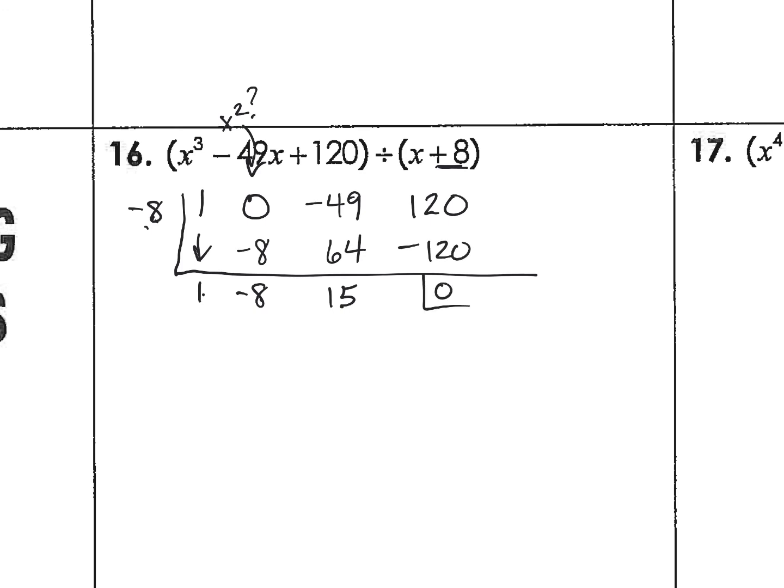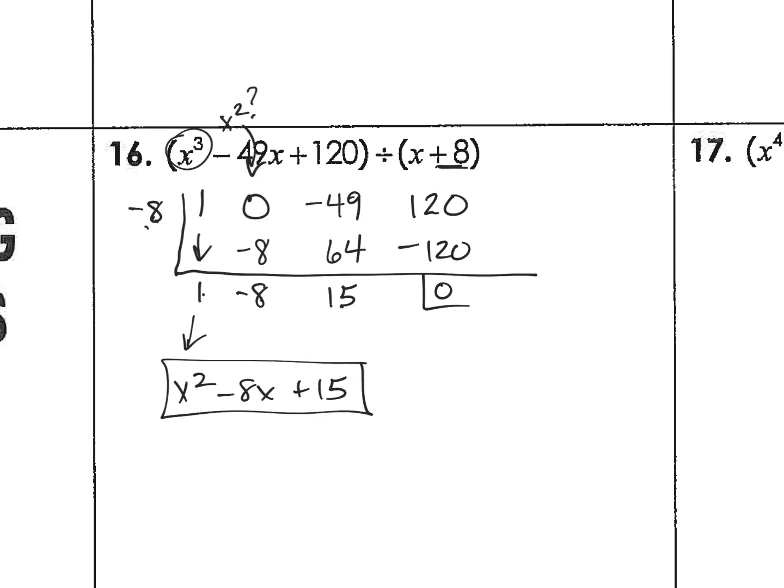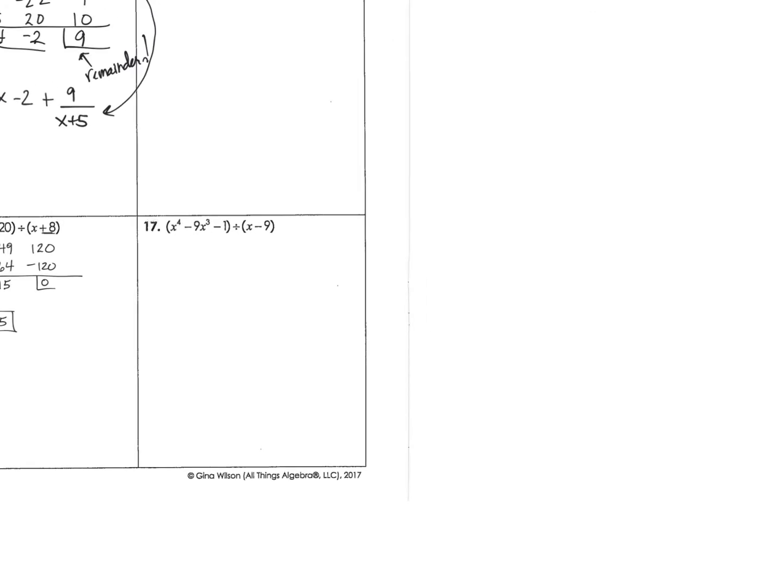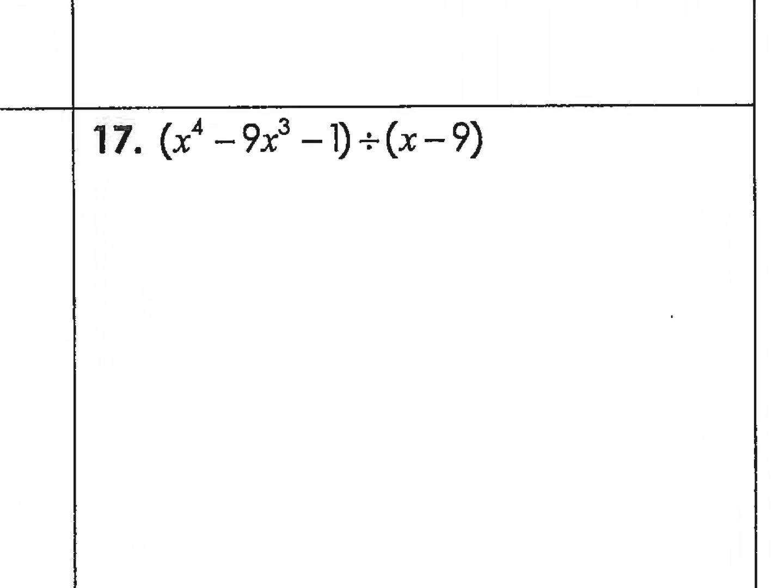Oh, nice. Since this is an x cubed, this starts as x squared minus 8x plus 15, no remainder. It is so easy. Now, let's look at this guy right here. This one's missing two things. We've got a fourth power, third power. What we're missing is an x squared and an x term, right? So we have to fill with zeros.